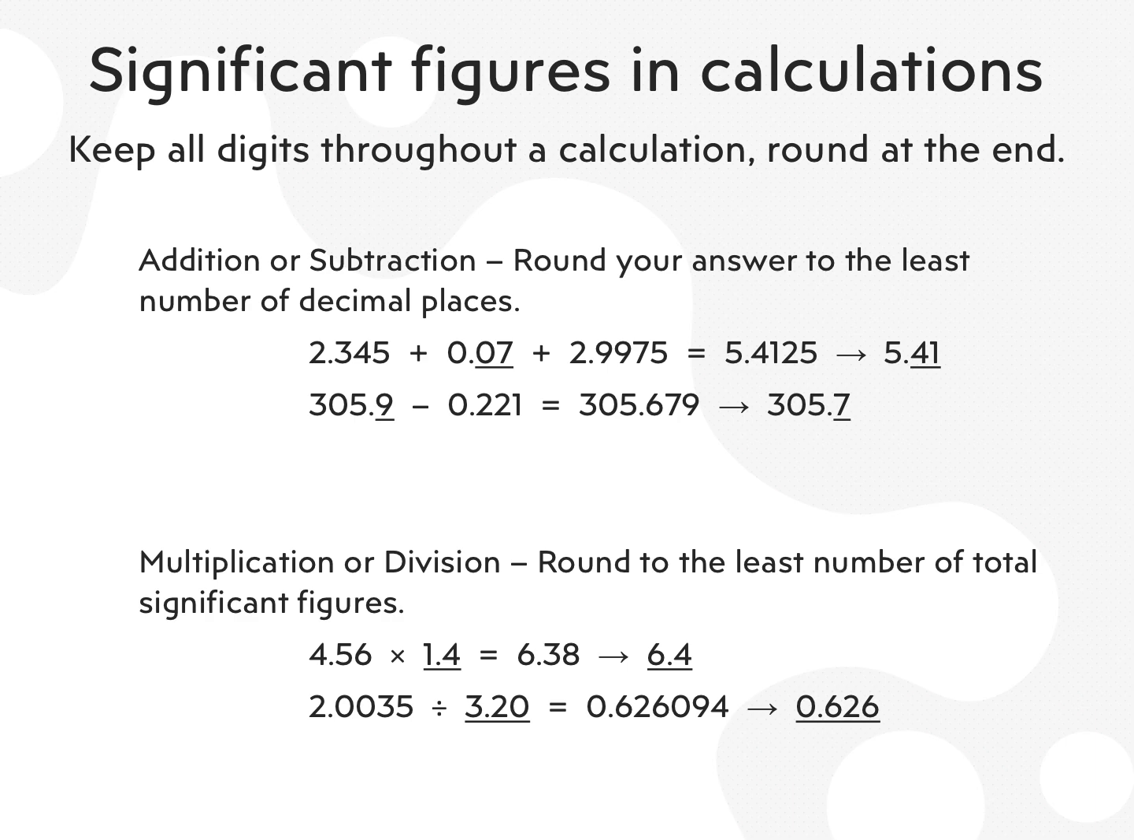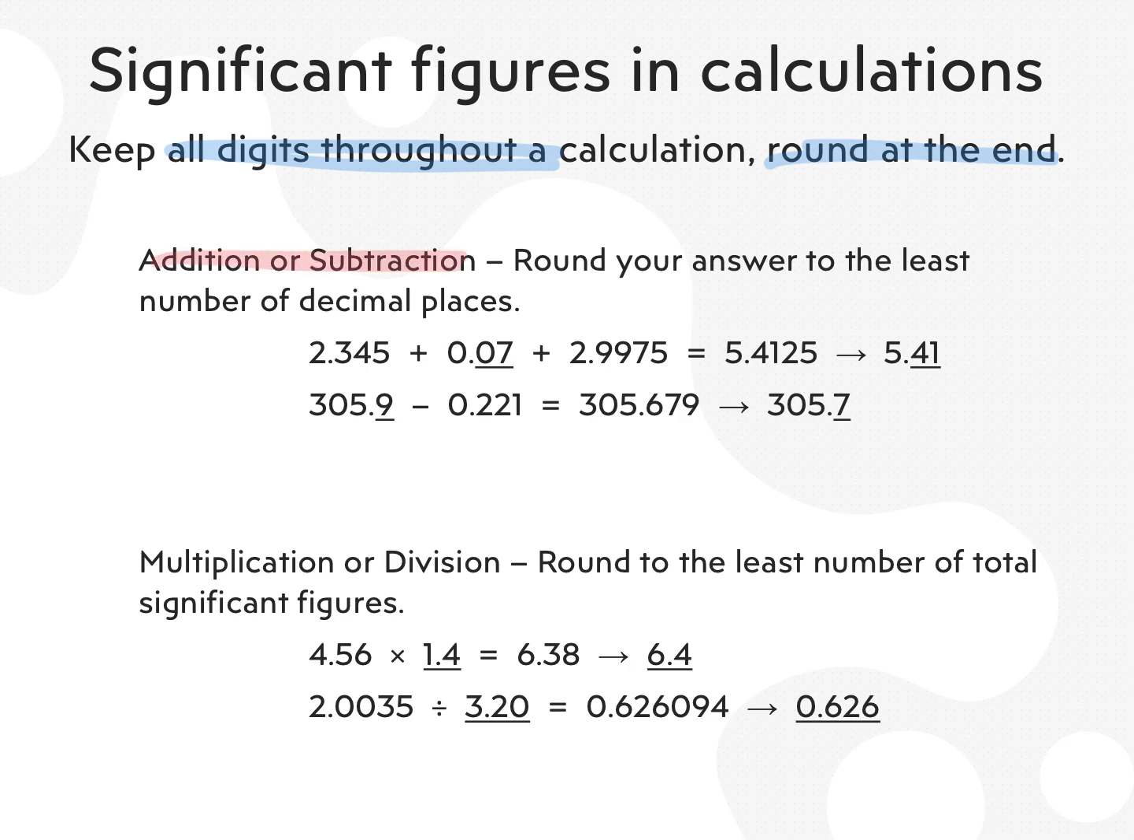So that was measuring with measuring instruments, but we also want to think about when we're calculating, because we'll do a whole lot of calculating here in chemistry. When we're doing calculations, we're going to keep all the digits throughout the calculation. We're only going to round when we get to the end. But there are different types of rounding rules depending on if you're adding and subtracting or if you're multiplying and dividing. So let's start with adding and subtracting.